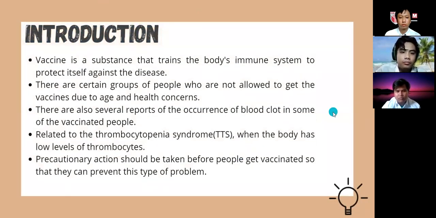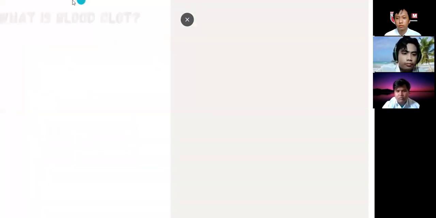Okay, so for the introduction, a vaccine is a substance that trains the body's immune system to protect itself against the disease. Even though it is safe and effective, there are certain groups of people who are not allowed to get the vaccine due to age and health concerns. There are also several reports of the occurrence of blood clots in some of the vaccinated people. It is related to thrombocytopenia syndrome, or TTS, when the body has low levels of thrombocytes. Therefore, precautionary action should be taken before people get vaccinated so that they can prevent this type of problem.